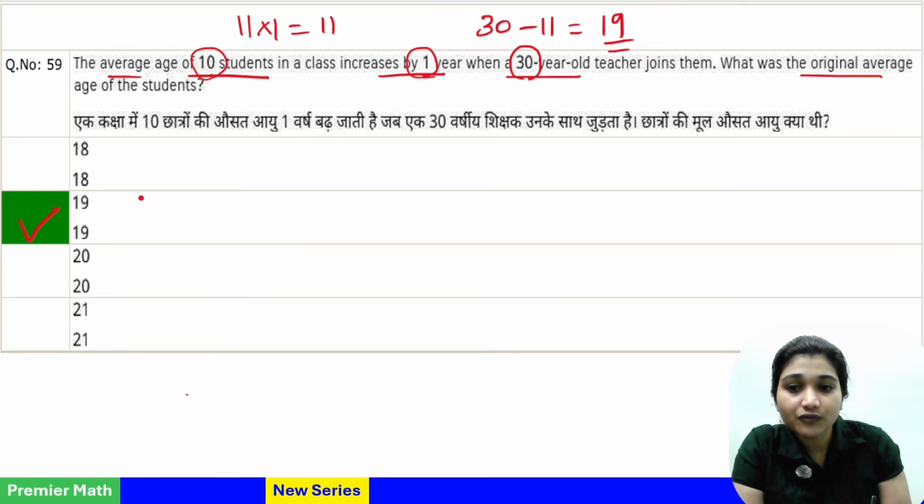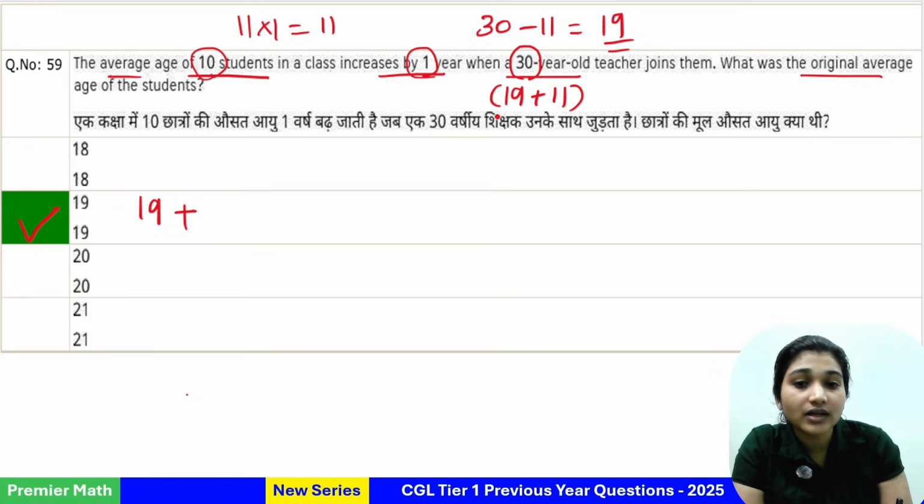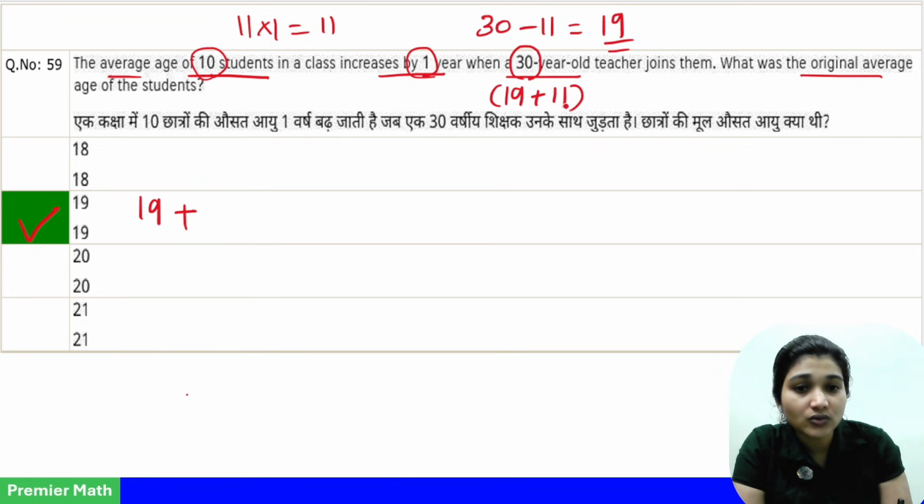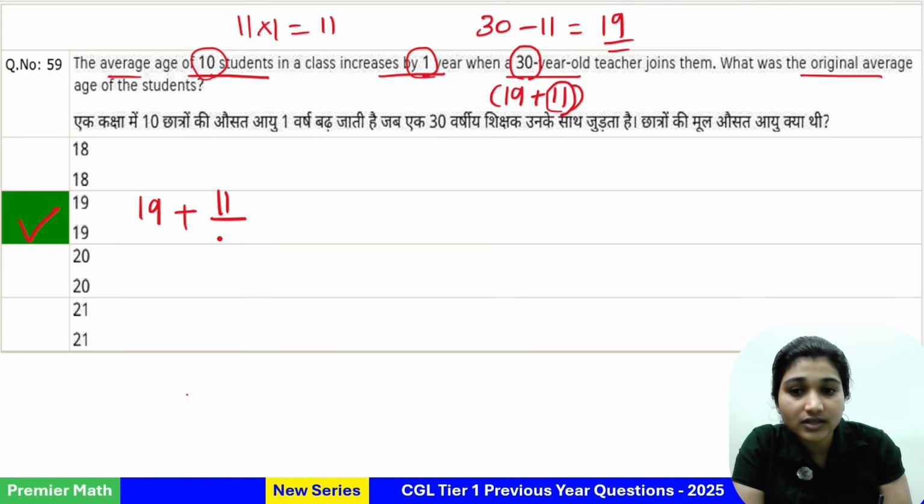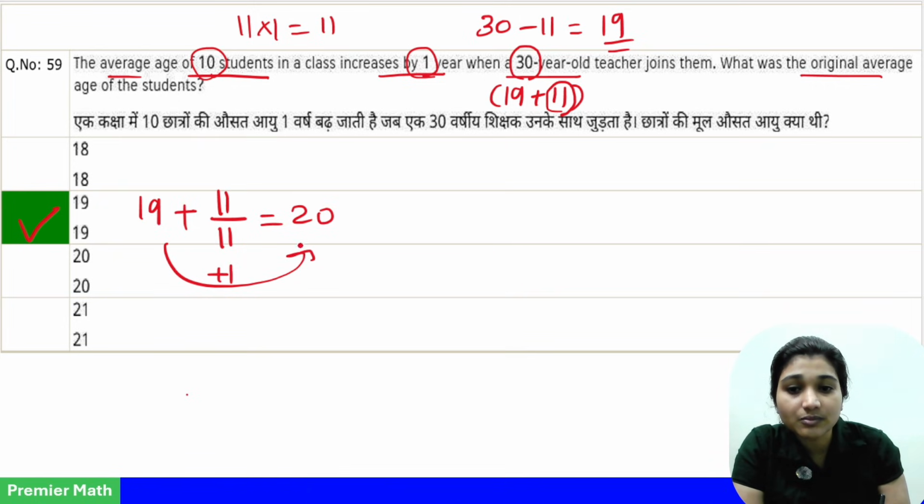That is, if 19 is the initial average, then this 30 I can split as 19 plus 11. Take 19 as the common average. This is also the initial average. So this extra sum 11 should be equally distributed among the total 11 people. Now 19 plus 1 is 20. That is, initially it was 19, then it is increased by 1 when the teacher joins.